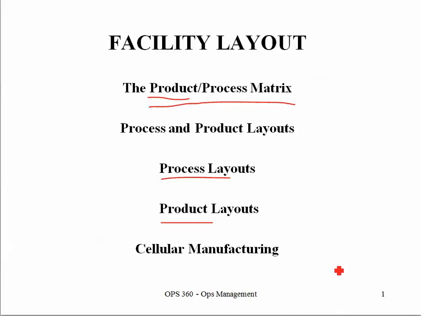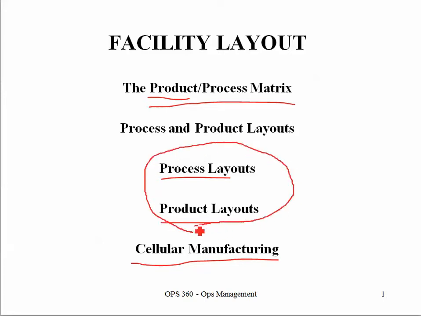And last but not least, we'll take a look at cellular manufacturing, which is an attempt to have a layout that sort of combines the best of the product and process layouts. It's sort of an intermediate approach which works well for a wide range of product types.